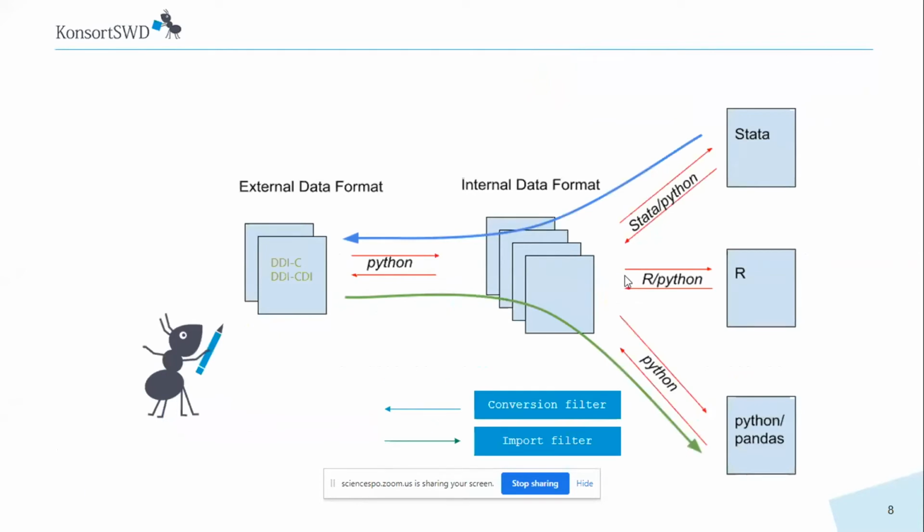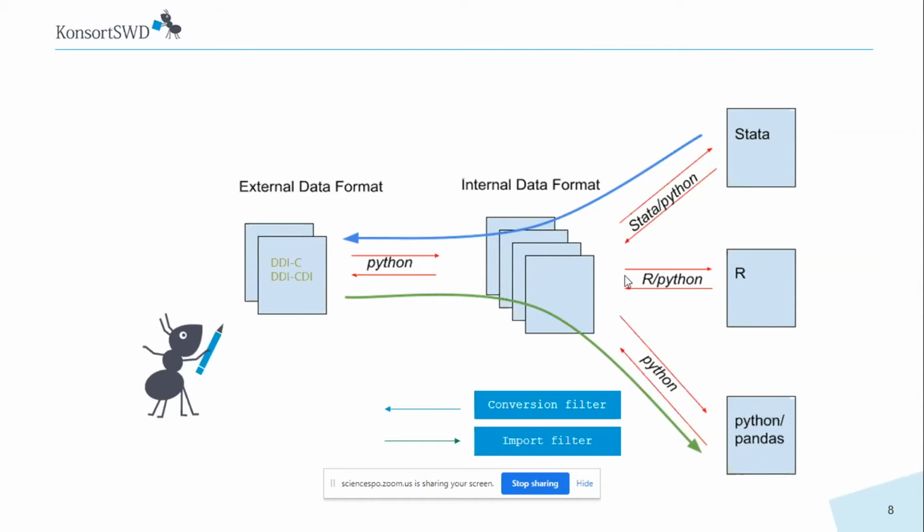So this slide gives a more intuitive demonstration and mapping of our tasks. In the center is the internal data format. It is where the specification work actually happens. And based on the specification, we test the import filter and conversion filter functions for the statistical programs on the right side. The software that we currently have in mind are Stata, R, and Python. The small red arrows indicate the tools that we attempt to use to realize the functions.